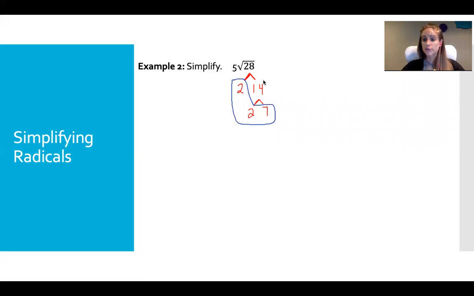All right, what we're looking for here are our hidden squares, our pairs. We're looking for pairs that turn into squares. So I have a pair of 2's. So that is a perfect square, which means it's going to come outside of our radical.